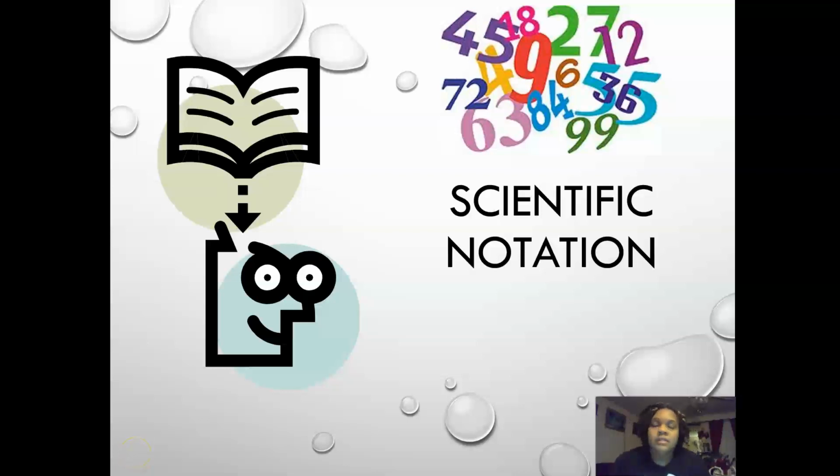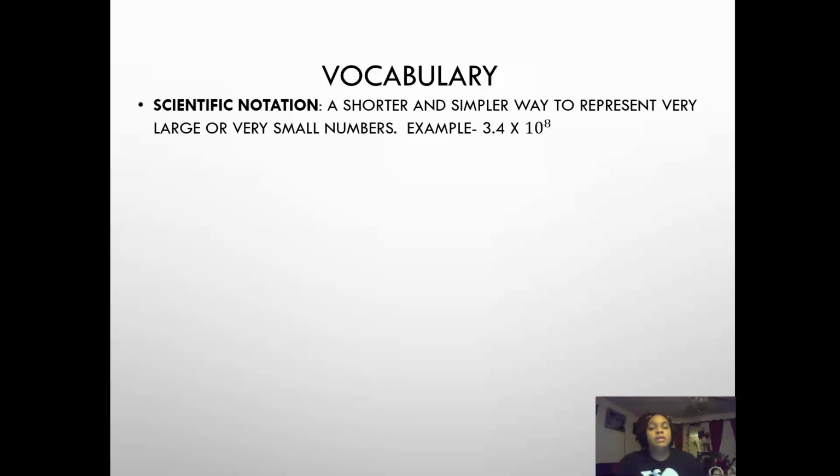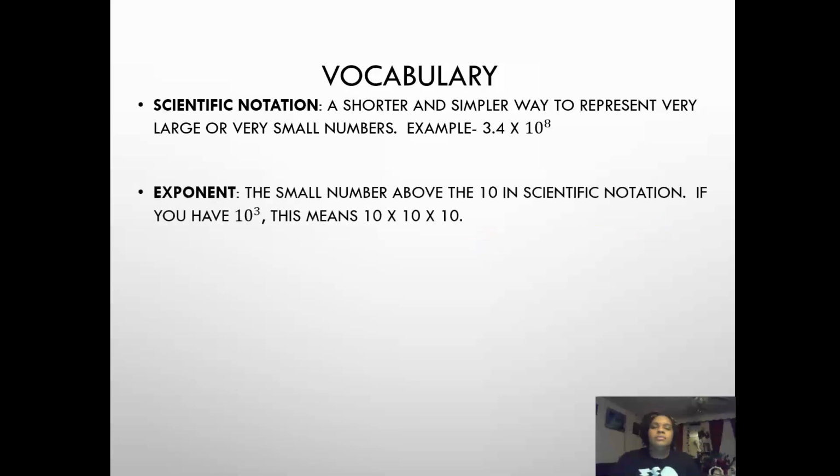Today we're going to be going over scientific notation. Some vocabulary words that you need to know. Scientific notation is a shorter and simpler way to represent very large or very small numbers. Example: 3.4 times 10 to the 8th power. Exponents are the small number above the 10.